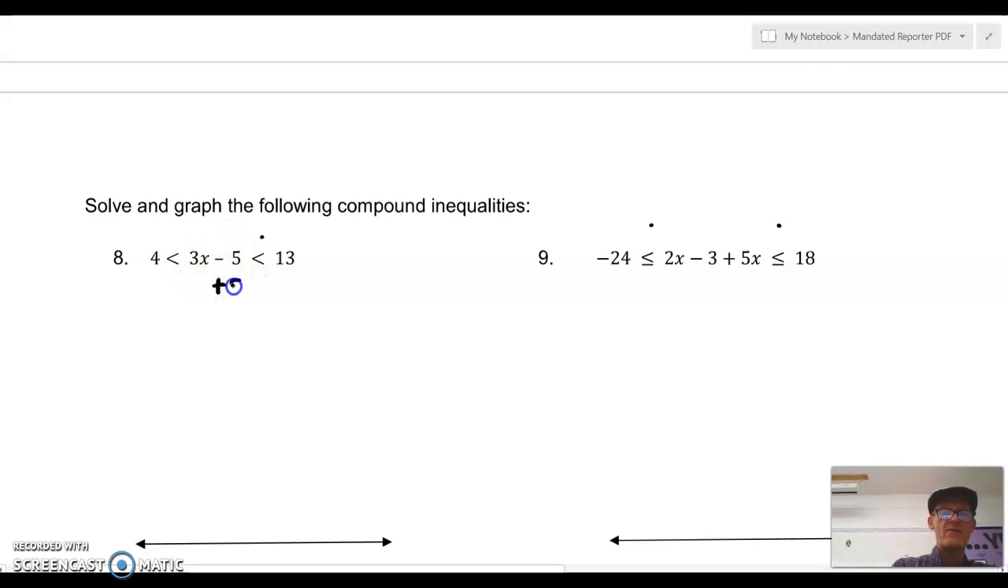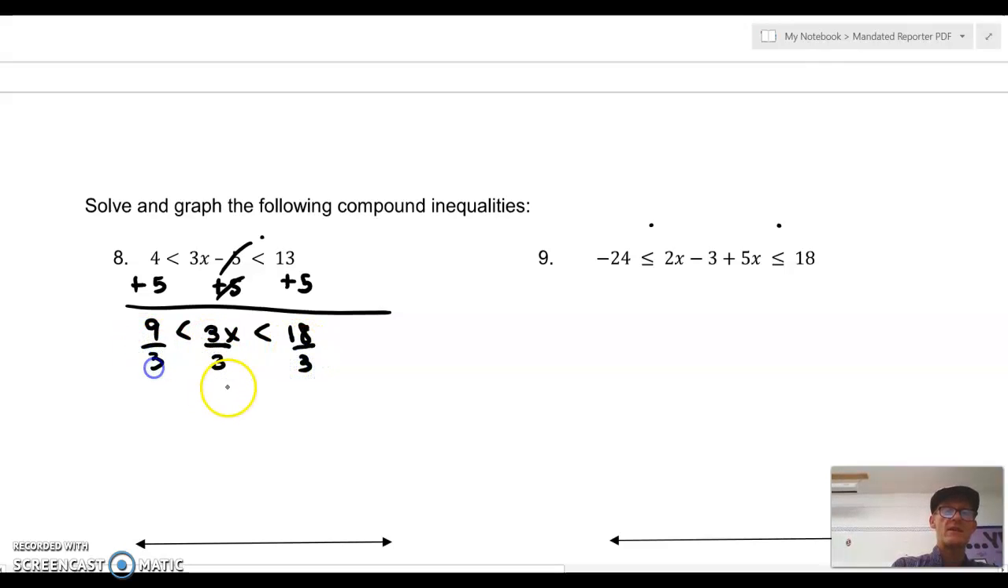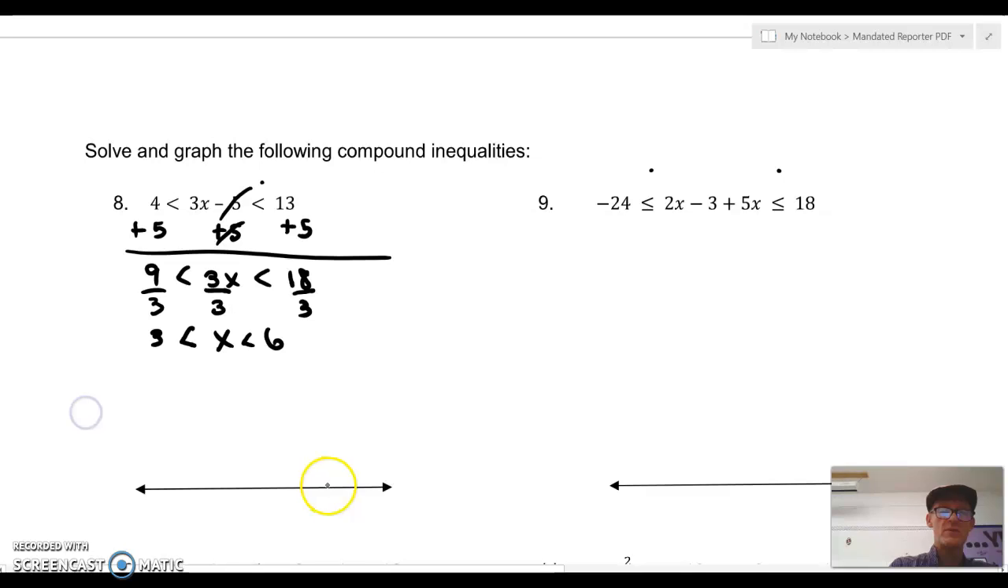So I'm going to add the 5, but I have to add it twice for these compound inequalities. And I get 3x is less than 18 over here and greater than 9 over here. Divide by 3 twice, and I get x less than 6 and greater than 3. So it looks like it's between 6 and 3.